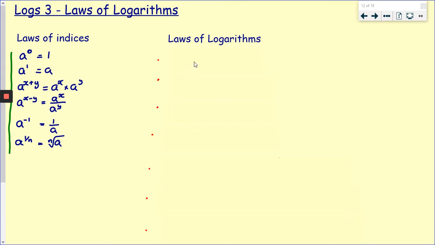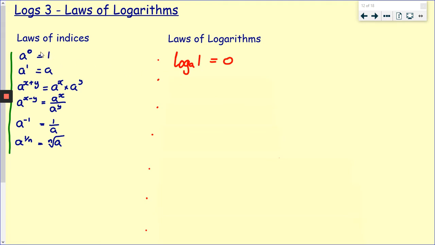The first few that we're going to look at are essentially just properties rather than laws, things that we've already looked at before. So the first one, let's remind ourselves what a logarithm means. Firstly, this is the power that we have to raise a to get 1. So a to the power 0 is 1.